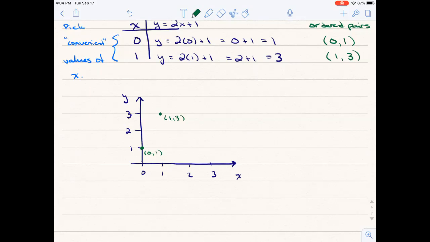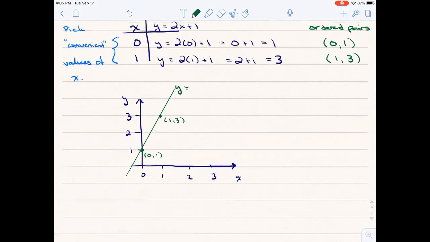Okay. Now my iPad usually glitches a little bit when I try to do this. Hey, not bad. Got the touch. So here, this is the line y equals 2x plus 1. Any questions about that? Okay. All right.